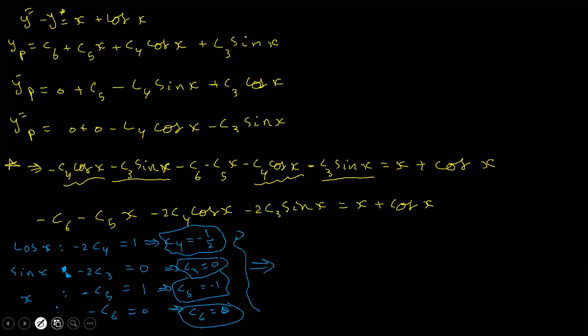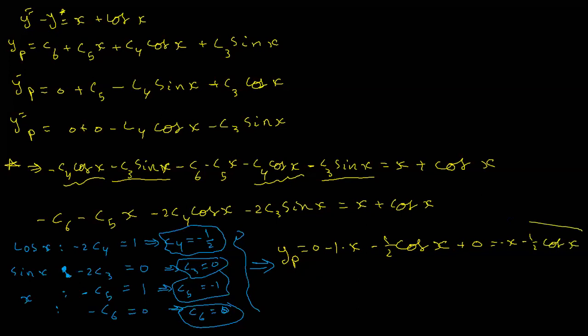From them, I can write my YP. So YP, plug in. C6 is 0, so no need to write it. So let me write it here. 0 plus C5, it's negative 1x. C4 is negative half cosine x. Plus C3, it's 0. So I found my YP, which equals negative x, negative half cosine x. This is my YP.